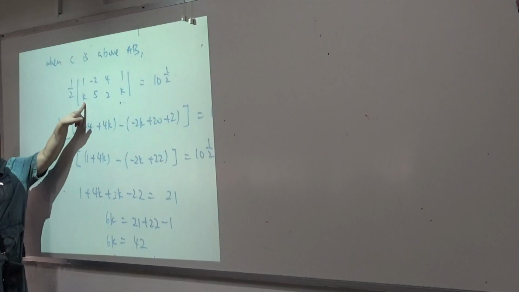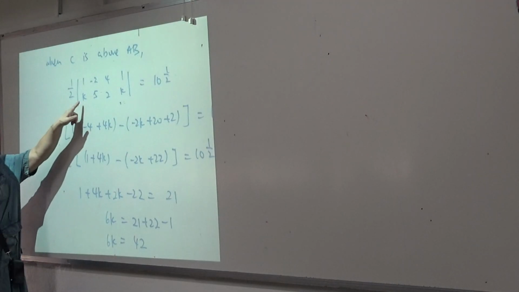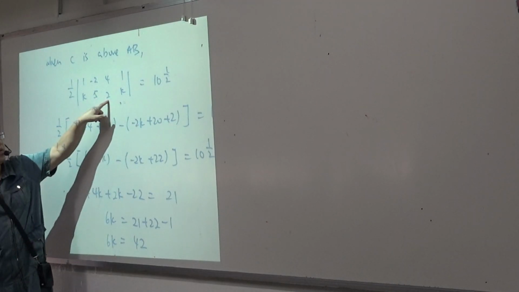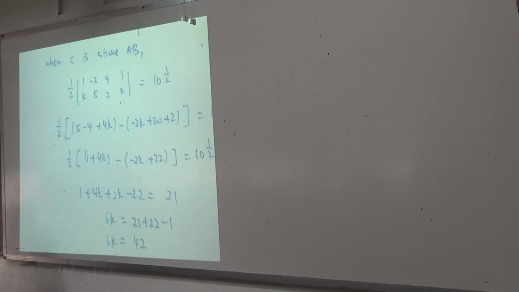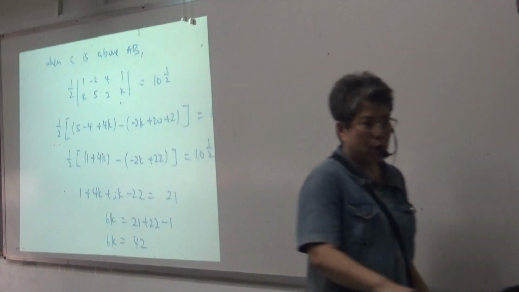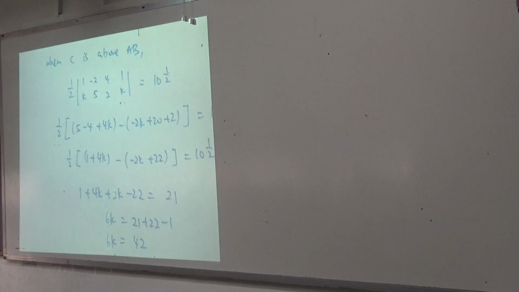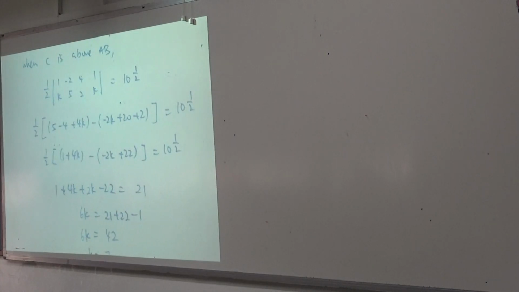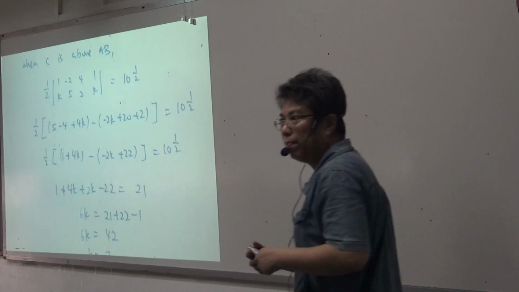When C is above, I must have 1k, then I go anticlockwise, then repeat 1k again. Correct? Now, how did I get this thing that's in the brackets? I'm going to show you on the board. All of you look, please. Please look, because if not, you don't understand.